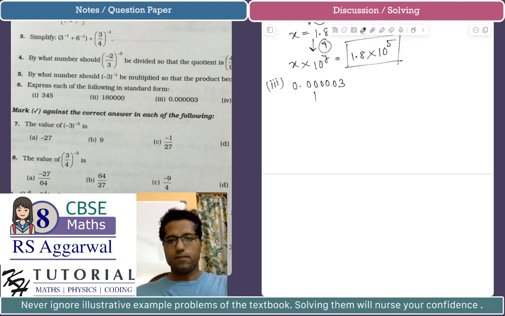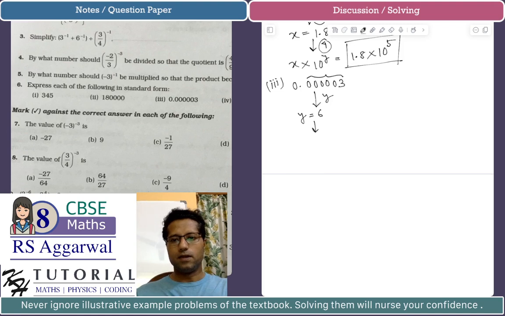The first step is we have to find y. What is y? Y will be the number of digits to the right hand side of the decimal point up to the first non-zero digit. So basically all the digits in this example to the right hand side of the decimal point, and how many digits are there? There are 5 zeros and 1 three, so 6.